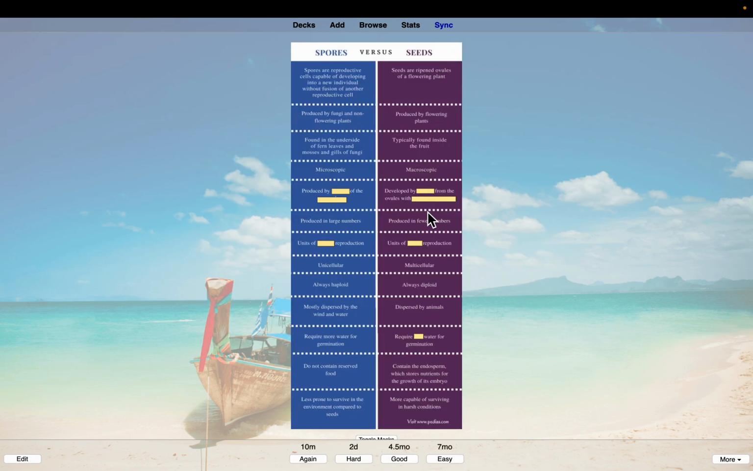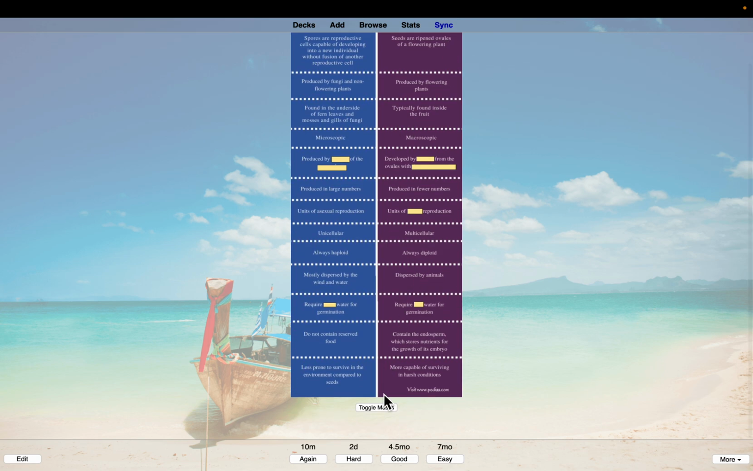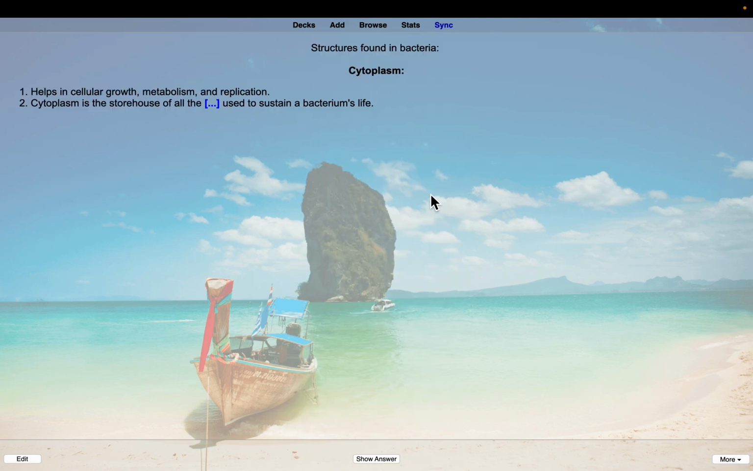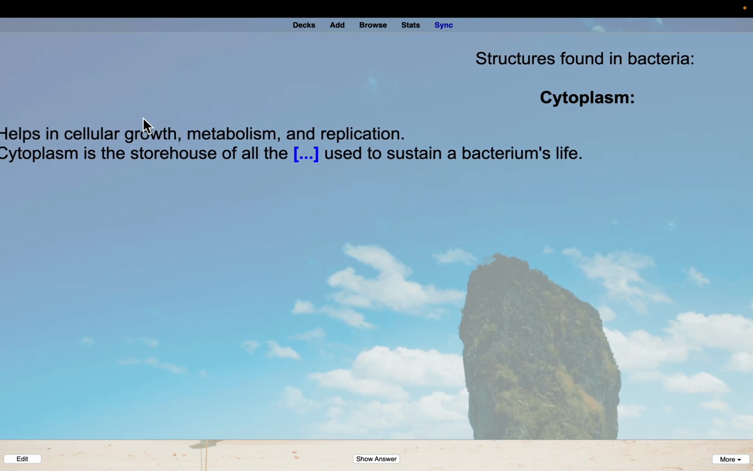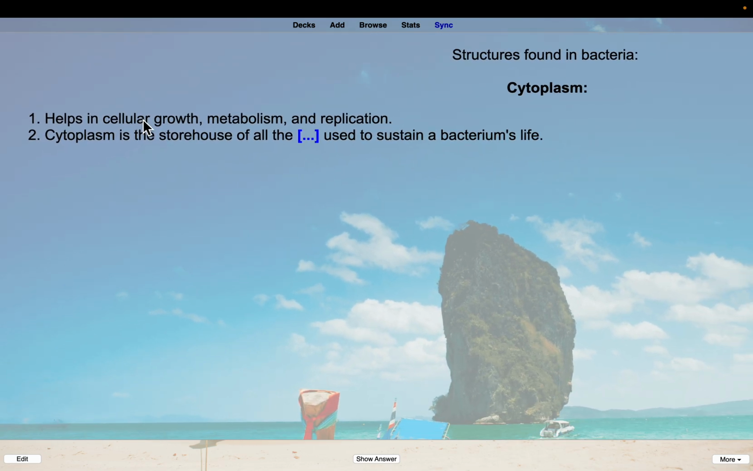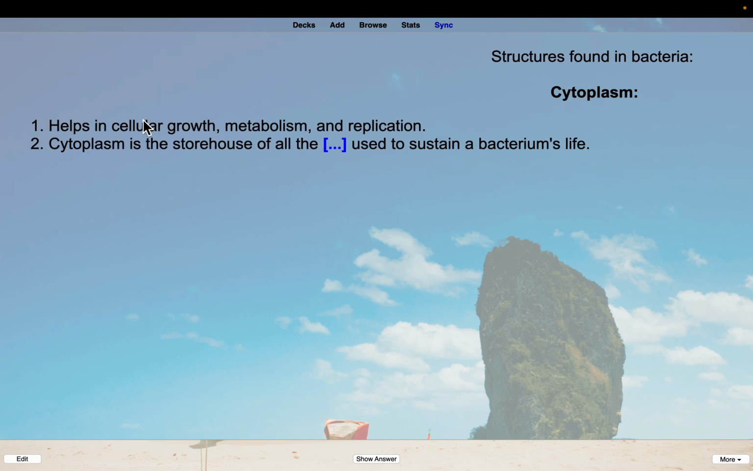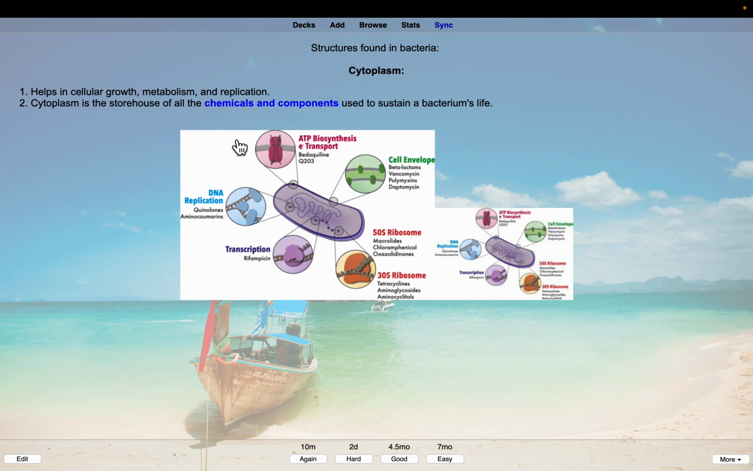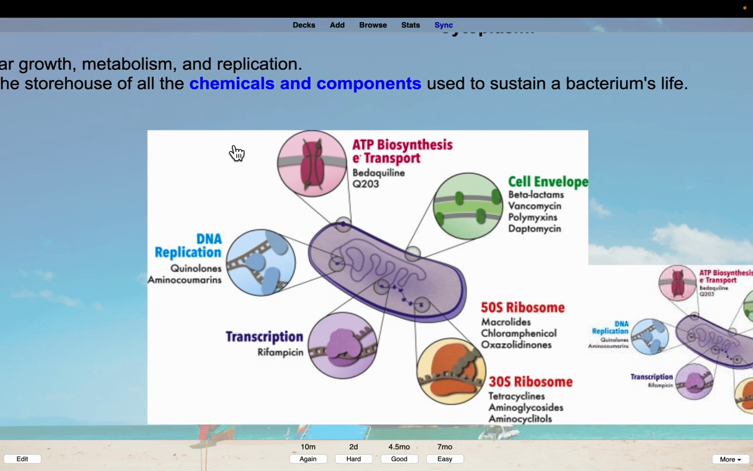More water, spores; seeds, less water. Units of asexual reproduction for spores. For seeds, units of sexual reproduction. Structures found in bacteria. For the cytoplasm, what describes the cytoplasm? They basically help in cellular growth, metabolism, and replication. The cytoplasm is a storehouse of all of the what? All of the organelles. Just kidding. Chemicals and components to sustain a bacterium's life.